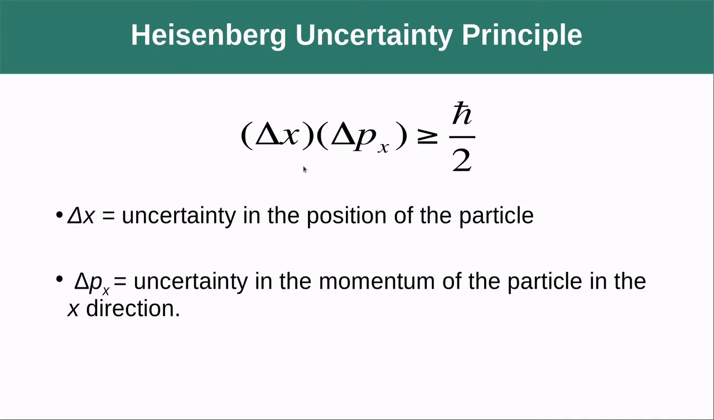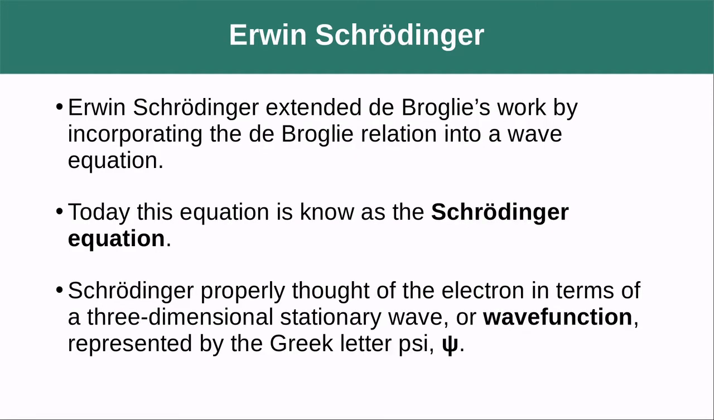So the question becomes, how do we handle this? And the answer is we need to handle it statistically. And that's where we start to come in with Erwin Schrodinger. He extends de Broglie's work by incorporating the de Broglie relationship into a wave equation. This equation is now known as Schrodinger's equation. What Schrodinger was able to figure out is he thought of the electron in terms of a three-dimensional stationary wave, or wave function, and he represented it by the Greek letter psi.